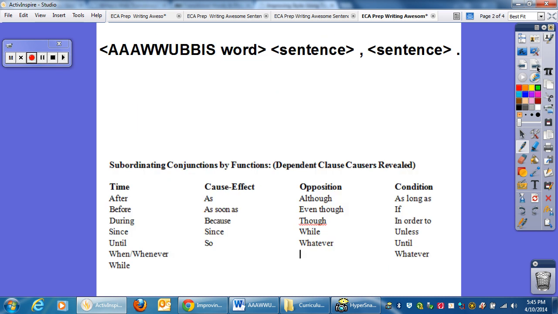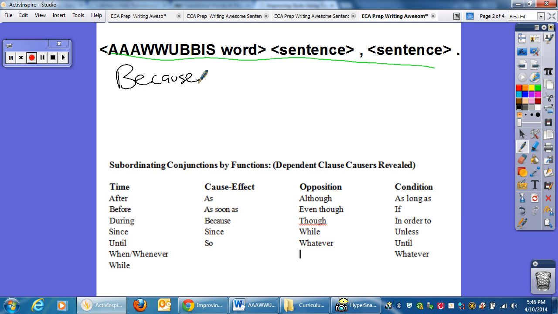This is another way of looking at it. This is like a chart that shows all of the AAAWWUBBIS words and similar ones to it, the subordinating conjunctions chart. But these are all part of AAAWWUBBIS. So our formula for writing sentences is an AAAWWUBBIS word, then a sentence, comma, then another complete sentence to complete the thought. So what I'm going to do is illustrate how the logic works. I'm going to follow the formula, the pattern, and I'm actually going to commit the sin of all sins, and I'm going to start a sentence with the word because. And it's one of our AAAWWUBBIS words.